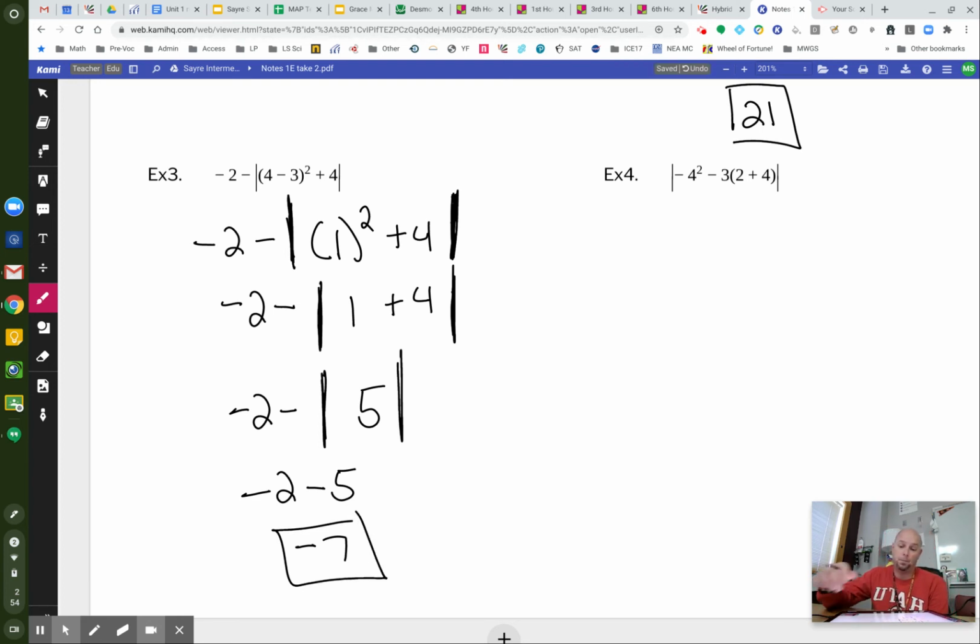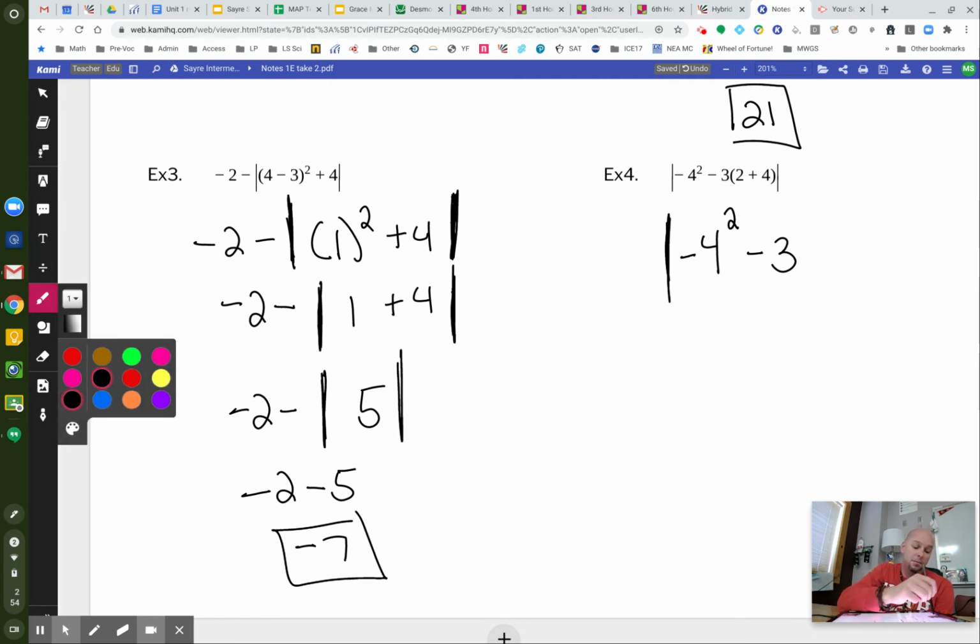All right. Last example. And again, we follow order of operations. Make sure you do them in the correct order, because otherwise you're going to get a wrong answer. So I have my absolute value sign right here, and I have a negative 4 squared, which I'm not going to do anything with yet because parentheses come before exponents. So I have parentheses in here, and then I have minus 3, and then I'm going to simplify my parentheses. So I'm going to do 2 plus 4, which happens to be 6.